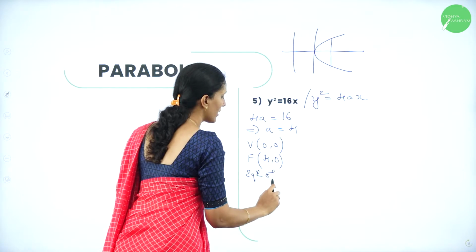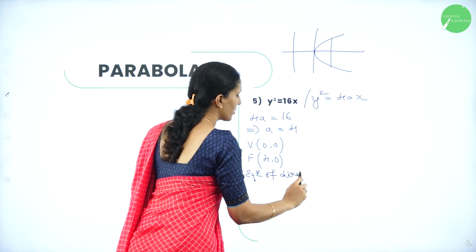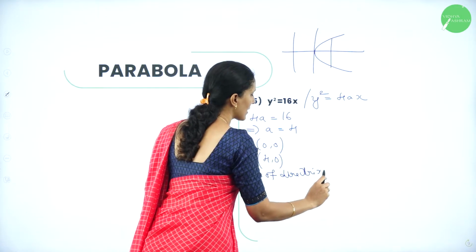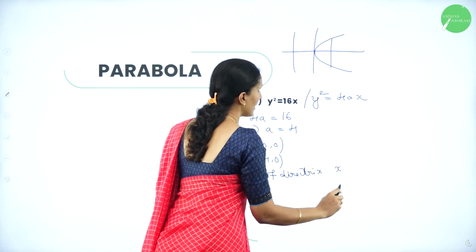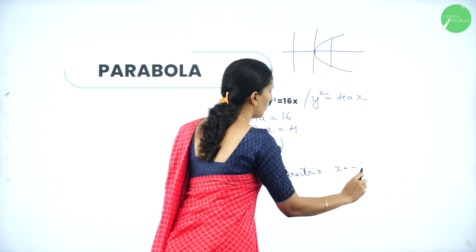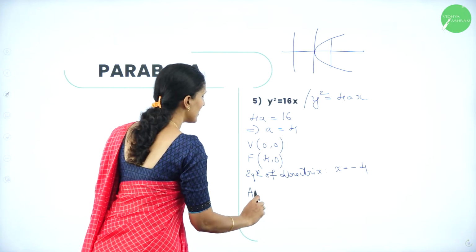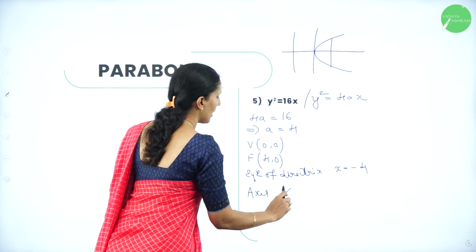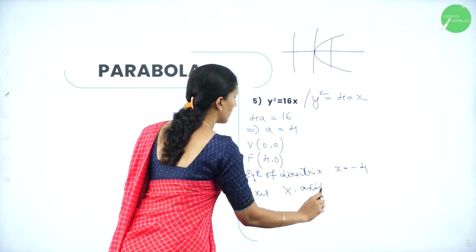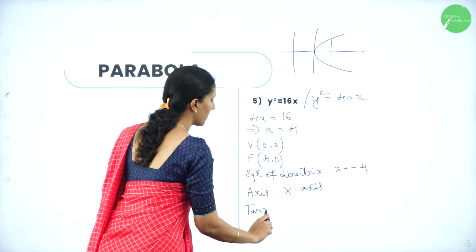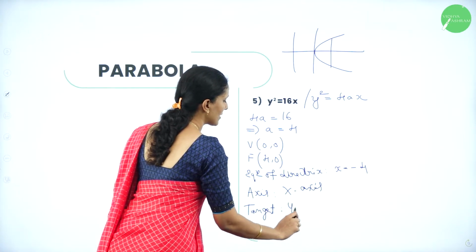Equation of directrix. Directrix will be on the negative side of the x-axis. So the equation is x is equal to minus 4. Next, axis is x-axis. Tangent is y-axis.